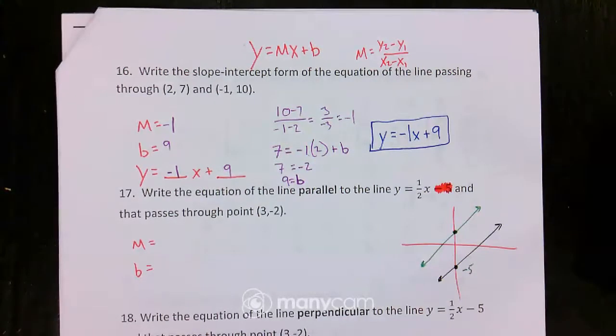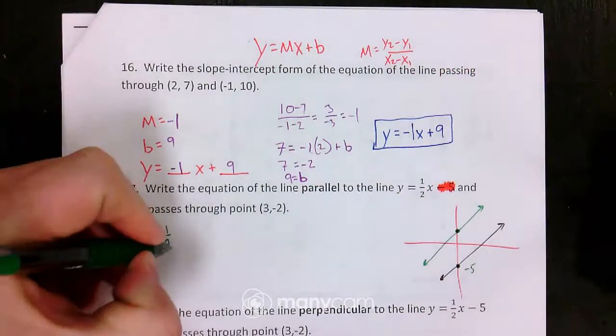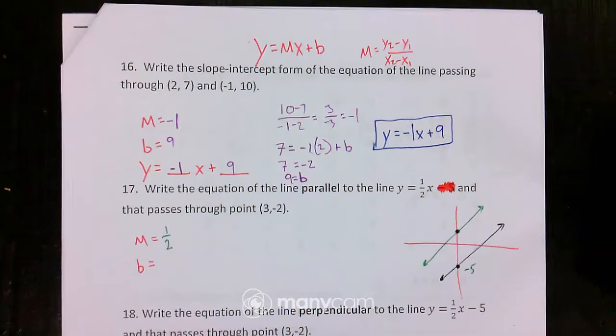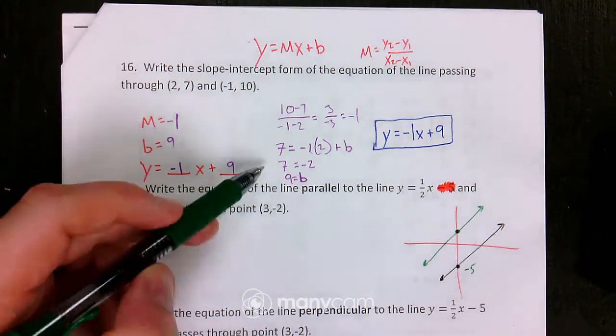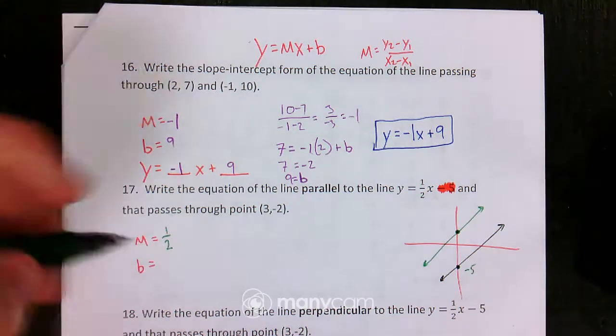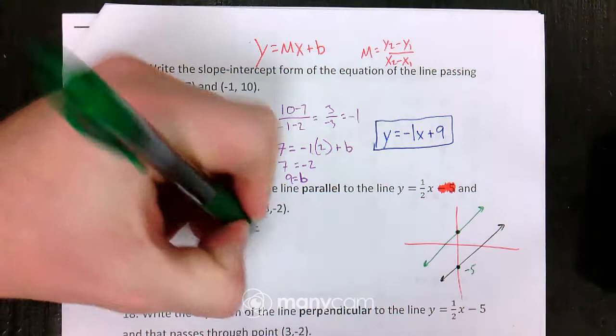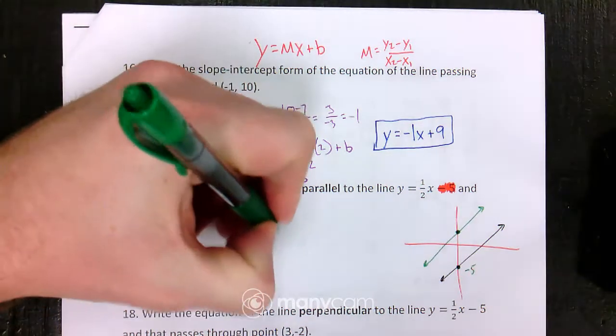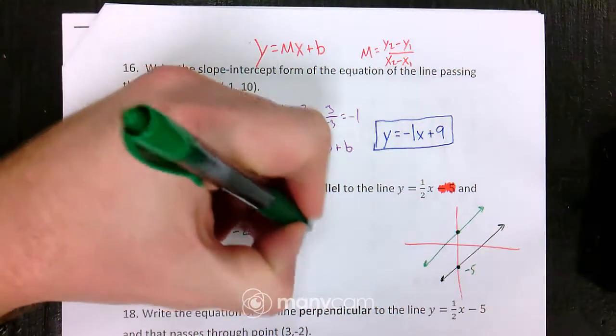Because what do you already know about this other line? What's the slope? It's 1/2, because they're parallel. They have to have the same slope. Right? Because it's saying write the equation of the line that is parallel to that. Now, I need to find b. So I'm going to do exactly the same thing I did right here, and I'm going to plug it in. I'm going to do negative 2 equals 1/2 times 3 plus b.